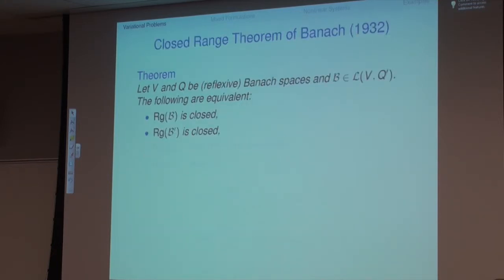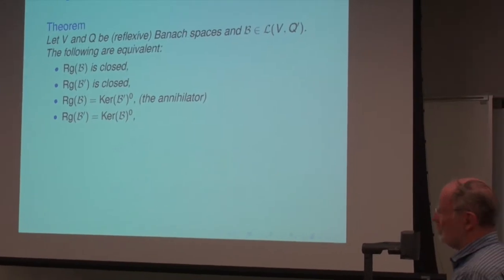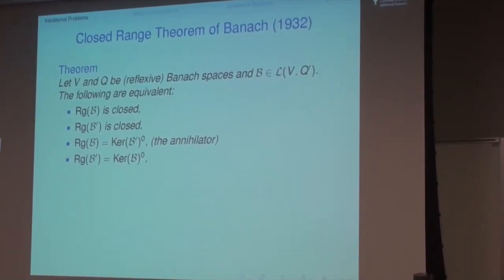Let's backpedal 40 years. Closed range theorem of Banach. The usual statement that you see: the range of an operator is closed exactly if the range of its adjoint is closed. You go through the proof, and what that gets down to is saying that the range of B is the annihilator of the kernel of the adjoint, and the range of the adjoint is the annihilator of the kernel of B. Those are four independent but equivalent statements.